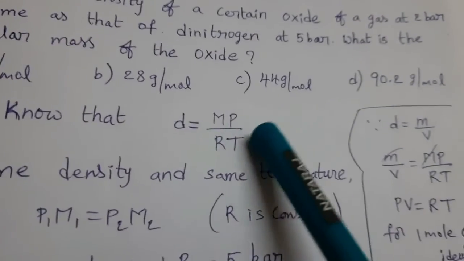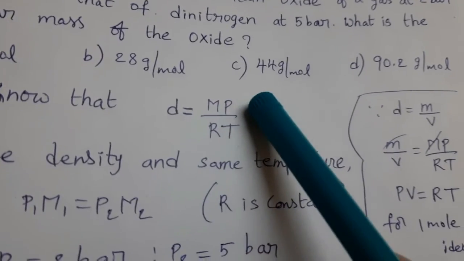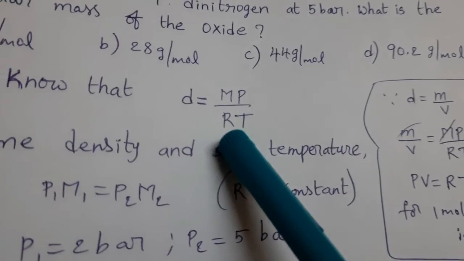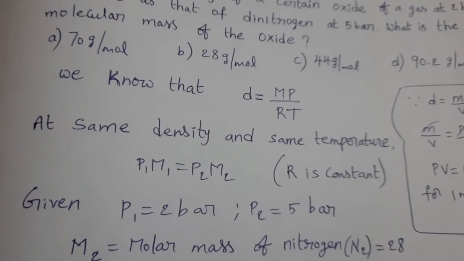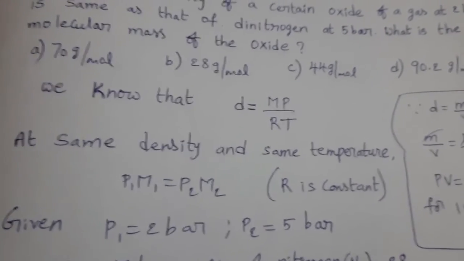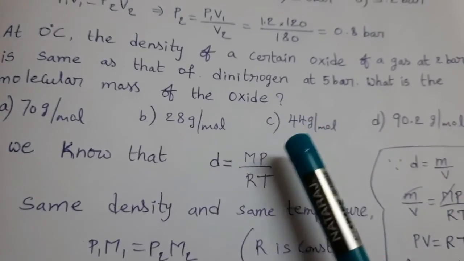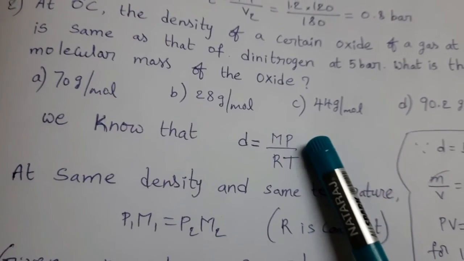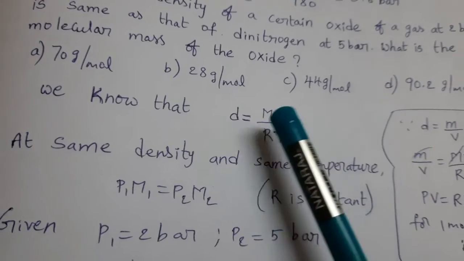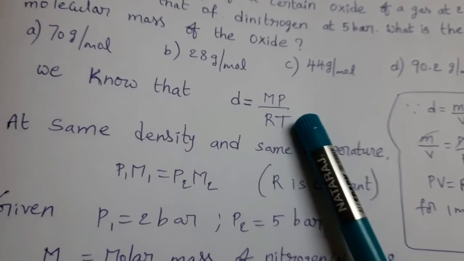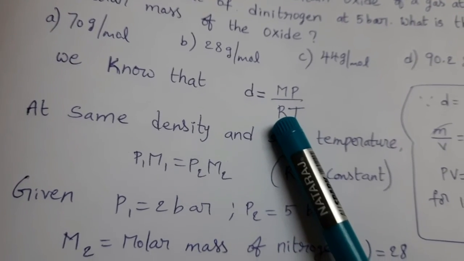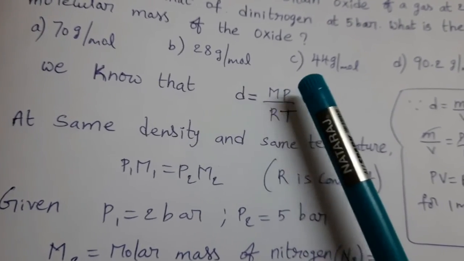So density equals mass of the substance into pressure divided by R into T. R means universal gas constant, T means temperature. Now, pressure is variable, while density and temperature are the same. Density is the same, temperature is the same, universal gas constant is the same. But what are the variables?